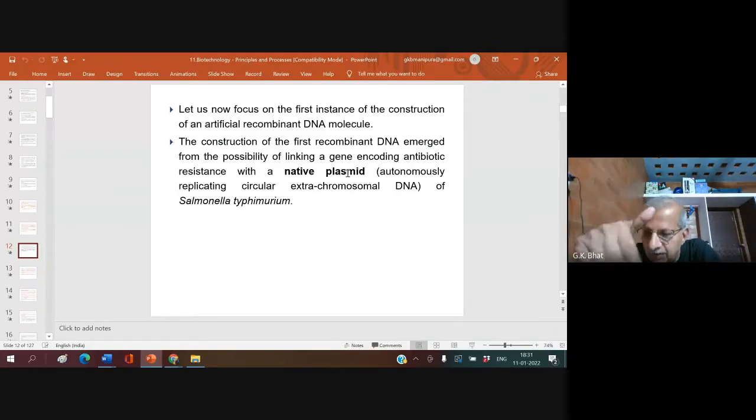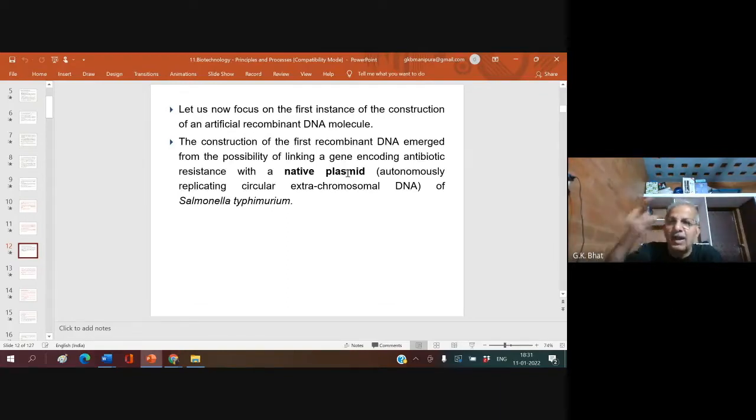Autonomously replicating means it replicates on its own. It is not dependent on the DNA present inside the chromosome. It is autonomously replicating circular DNA, not this ladder-type DNA. It is circular, ring-like, extrachromosomal DNA. I hope you understand this point.